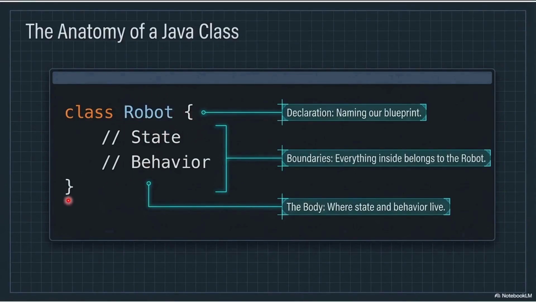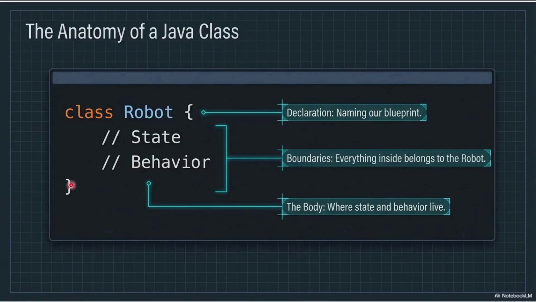Okay, and then the opening and closing curly brackets, and then we will have the state, that is the data, and the behavior. As you can see over here, this is the declaration, naming our blueprint. We are giving a name to the blueprint, that is Robot. This is the syntax that you need to follow. This opening and closing are the boundaries. Everything inside belongs to the robot. Inside the curly brackets is the body for the state and the behavior. State means the object variables, and behavior means the functions, methods.